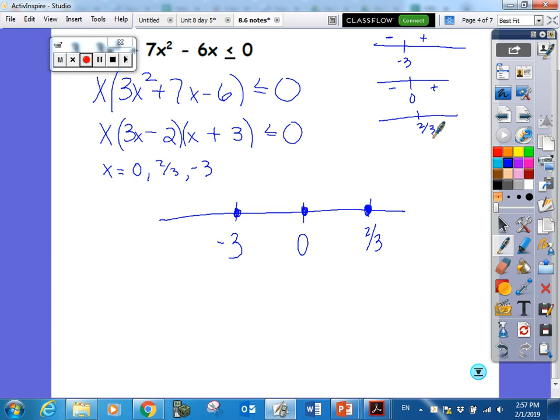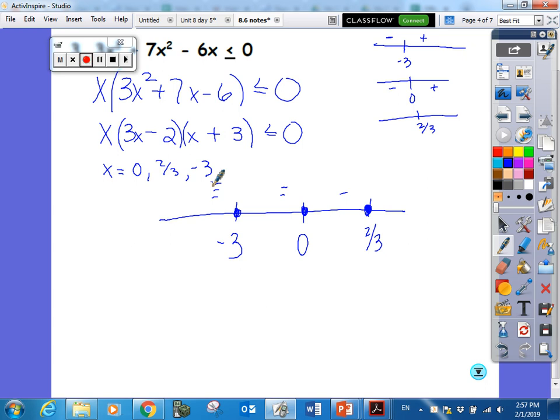2/3. Anything to the left, if I plug in 0, I get a negative. If I plug in negative 1, I get a negative. If I plug in a 1, I get a positive. So that's why we can use that little shortcut. So 2/3, negative, negative, negative. 0, negative, negative. Negative 3, negative. Only things to the left are negative, to the right is positive.